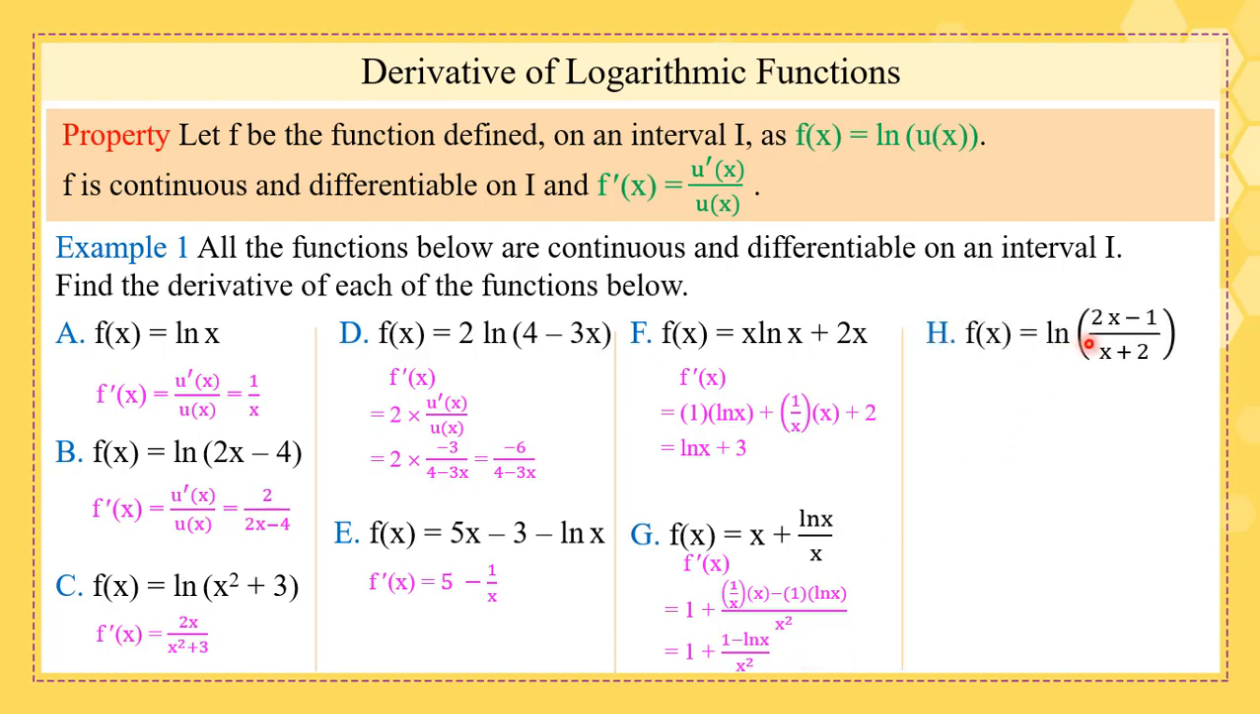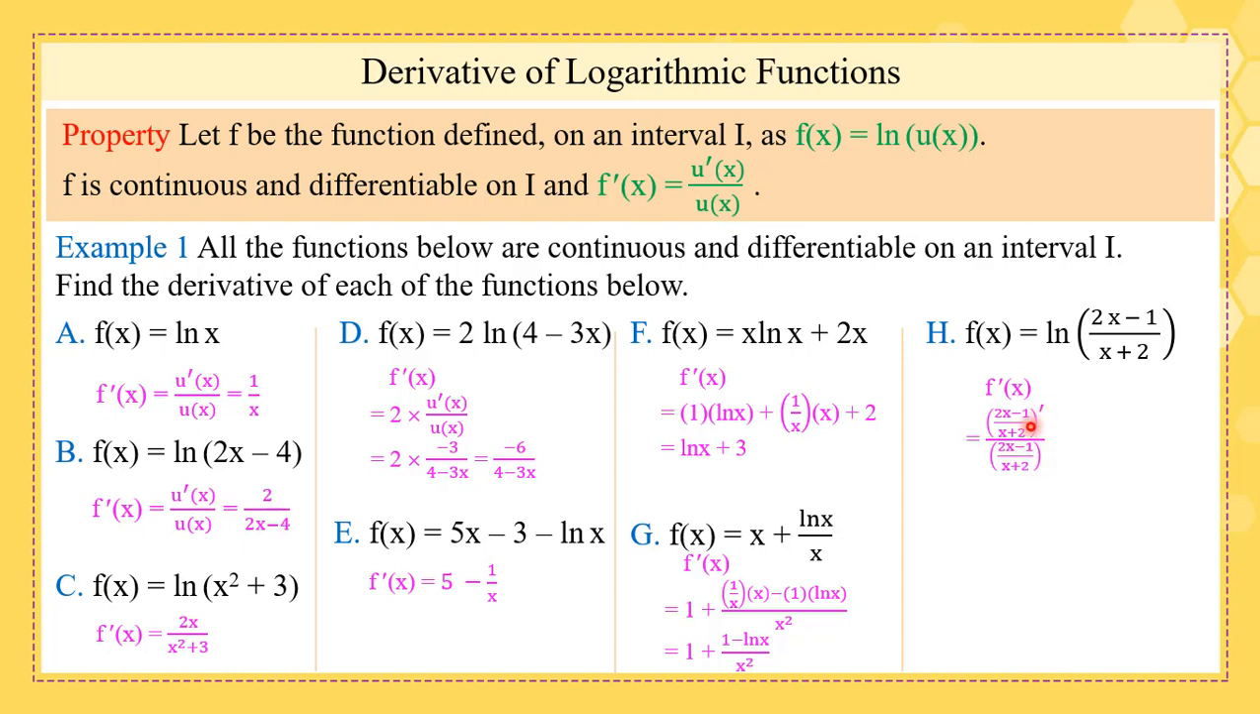Now f of x is ln of 2x minus 1 over x plus 2. Again, the general form of f of x in this case is ln u. And we know from here that the derivative of ln u is u prime over u. So this is ln u, and its derivative would be u prime over u. You see, this whole quantity is represented by u, and this would be u prime over u.